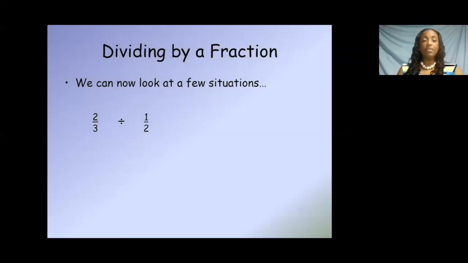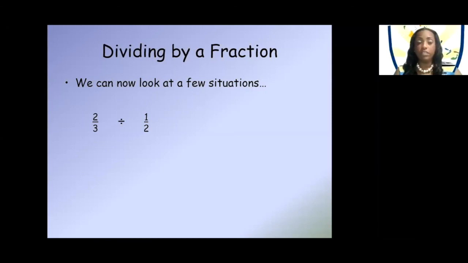Okay, now I want you to retain the information that you just saw in the clip so that we can apply it to our lesson today. Okay, we can now look at one or two situations whereby we have to divide fractions. In the first case, we have 2/3 divided by 1/2. I'm going to give you a minute to work on that for me.